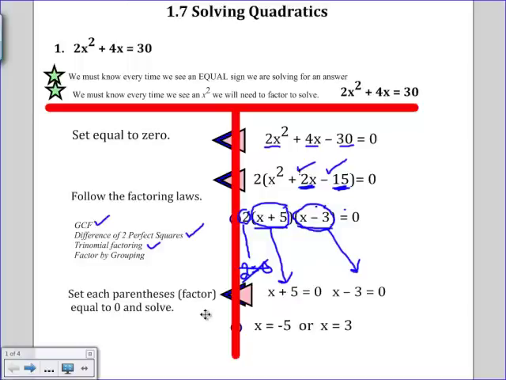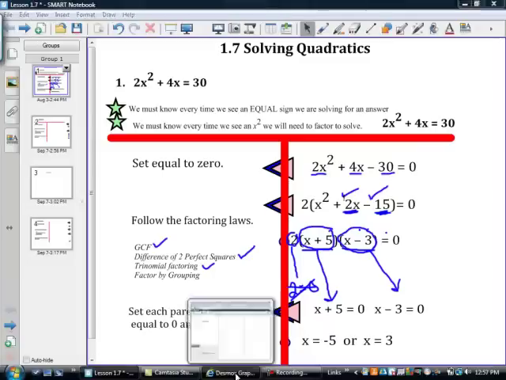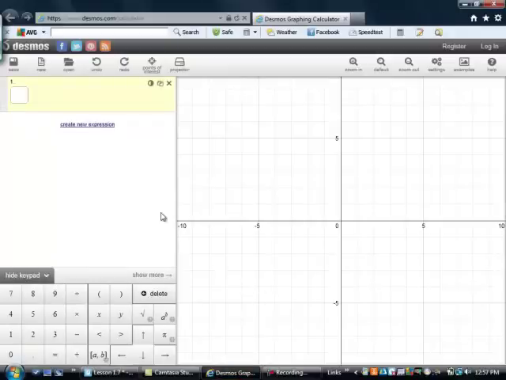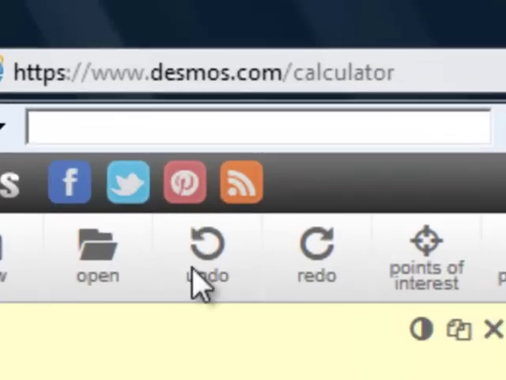All right, so I'm going to show you that little shortcut I was talking about. You guys can take out your graphing calculators, and I'm going to use an online graphing calculator. There's a great online graphing calculator, you can see it up here, Desmos.com.